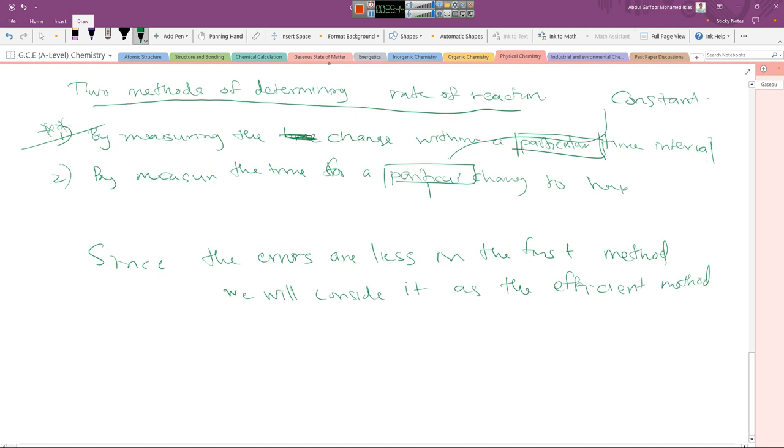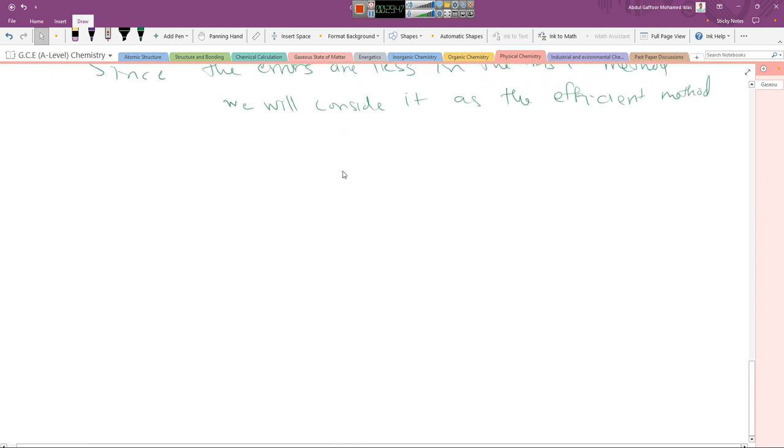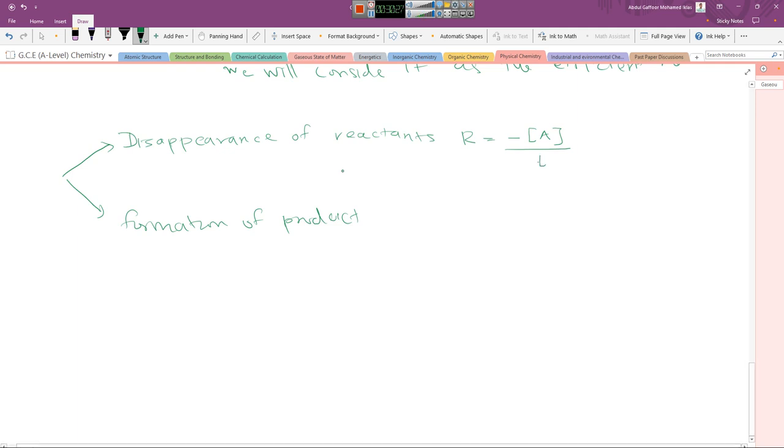Okay, so in a chemical reaction, two things are happening. The first one is the disappearance of reactants and the second is the formation of products, right? So for the reactants, R can be written as negative the change in concentration divided by T, right?